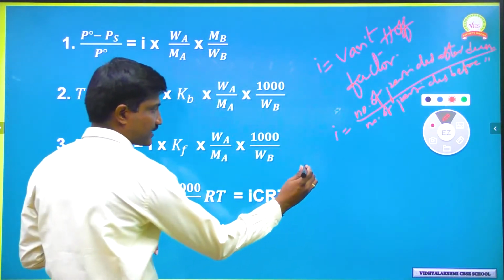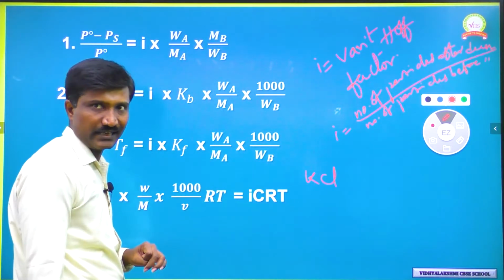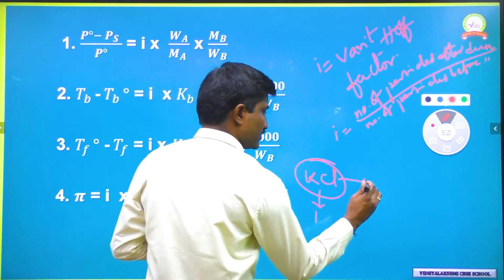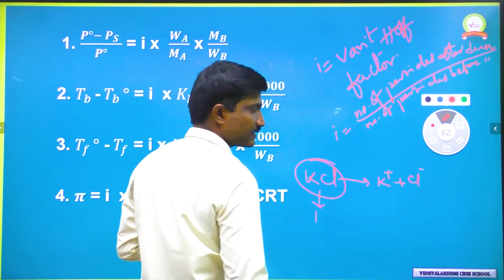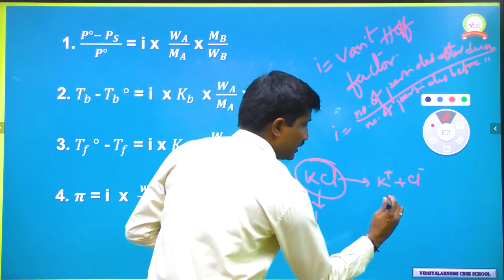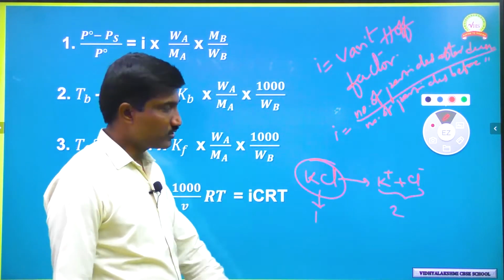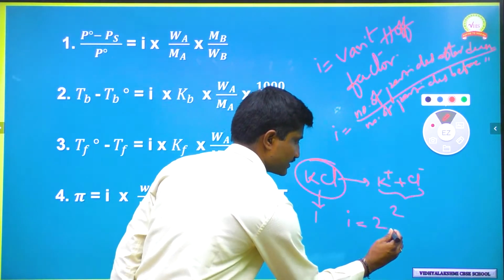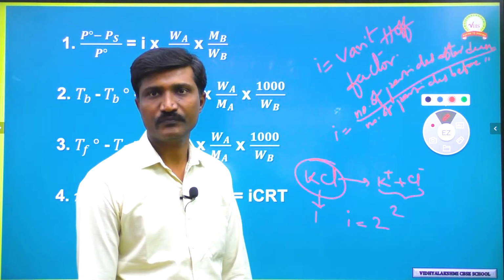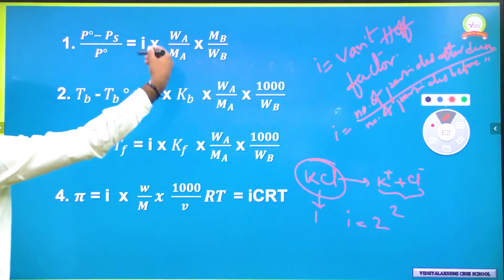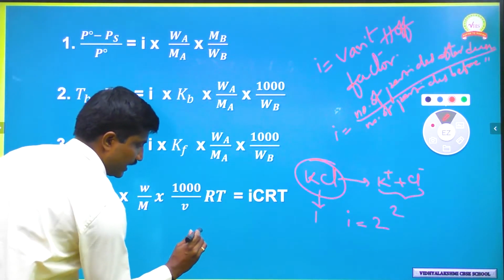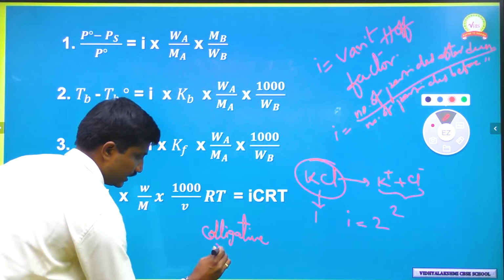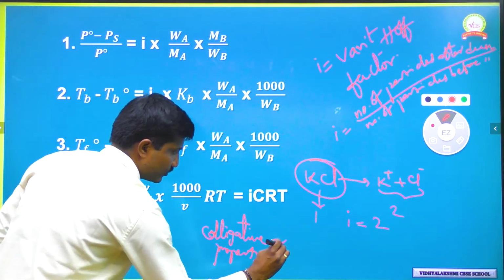For example, I am taking KCl. Before dissociation I am taking this as one particle. But after dissociation it dissociates into K plus and Cl minus. So it gives a final value of 2. So after dissociation particles are 2, before dissociation 1. So what is the value of i for this? It is 2 by 1, that equals 2. So here all these colligative properties are directly proportional to i. So we can say any colligative property is directly proportional to i.